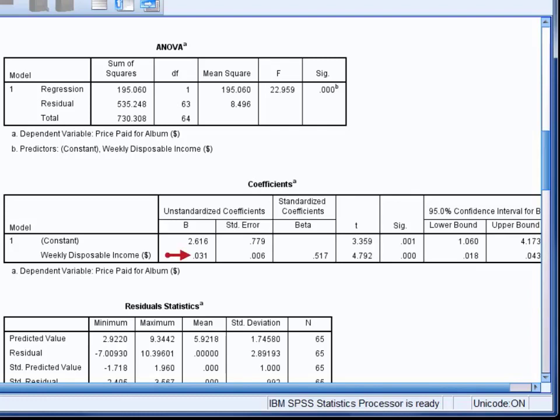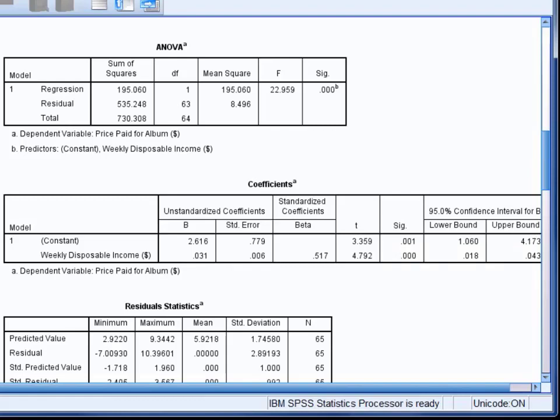The unstandardized regression coefficient, or B, for disposable income is 0.031. For each unit or dollar increase in weekly disposable income, we would predict a corresponding $0.031, or if you like 3.1 cents, increase in the price a customer is willing to pay for the album. The corresponding t-test tells us that this regression coefficient departs significantly from 0. In other words, it's a significant predictor.